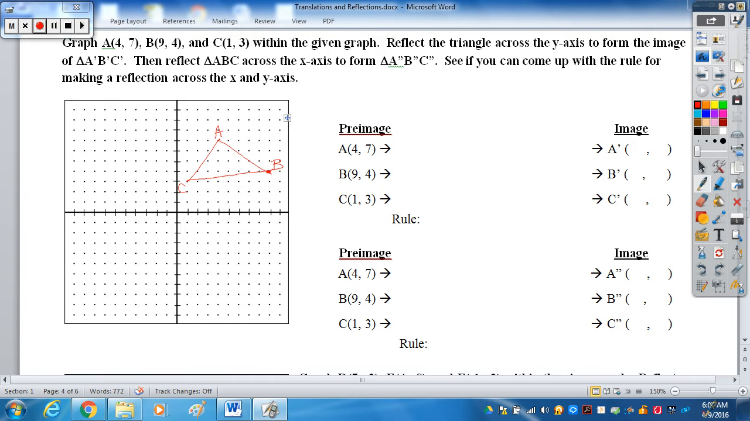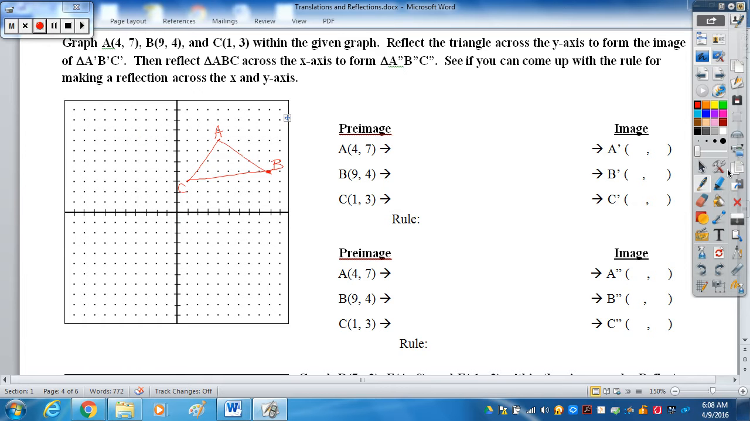And so, moving on to reflections, if you haven't already, you want to graph the triangle ABC, and within this graph, we're going to reflect triangle ABC across the y-axis first, okay, to form triangle A prime, B prime, C prime. And so when I reflect that across the y-axis, okay, obviously this is the y-axis right here.